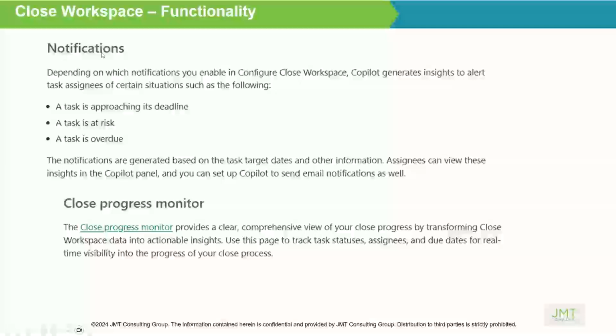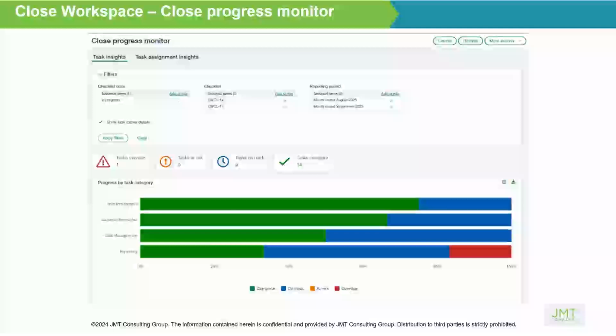You can get notifications. You can specify which notifications you enable in the Configure Close Workspace, and then Copilot will generate insights to alert the task assignees if a task is approaching the deadline, or if a task is at risk, or if it's overdue, things like that. And then it also provides a close progress monitor. Let me show you what that looks like. I have a screenshot. Here's the top half of it. I couldn't fit it all on one screen, so I have it broken up into two different screens.